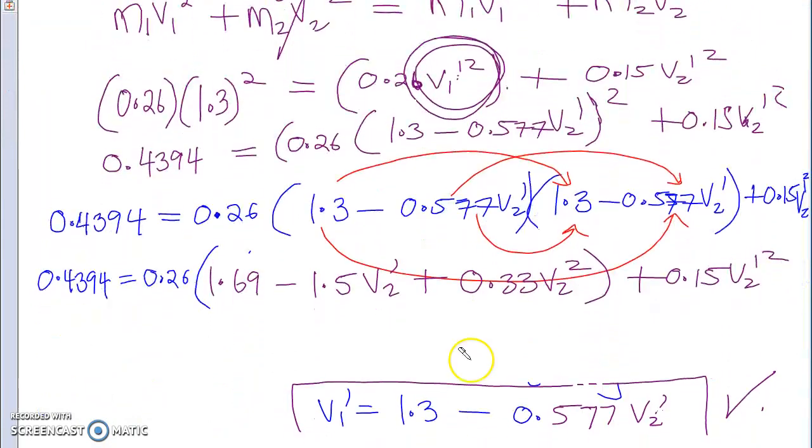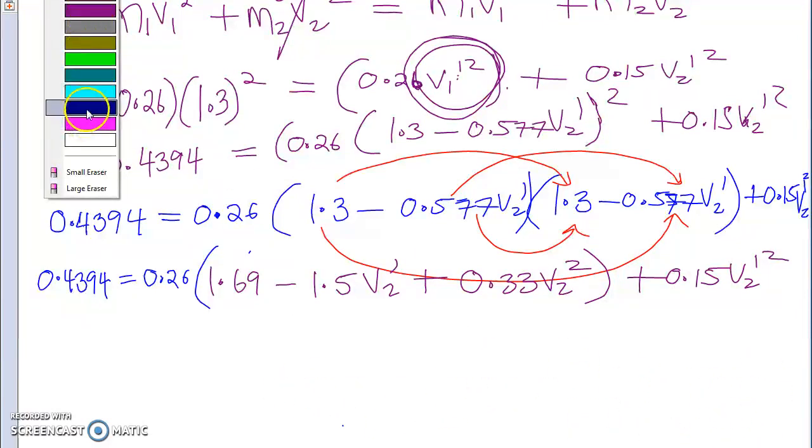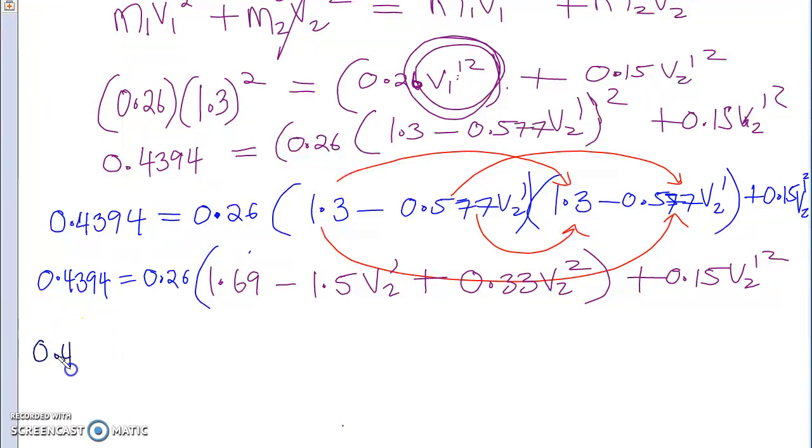So the next thing that we're going to do is try to clean it up slightly. Again, we're following simple steps. 0.4394 equals 0.26 times 1.69. What do you get? Again, 0.4394. So how do you know you've done the equation properly? If those two are equal, you know you're on the right track. If they are not, then you're not on the right track.